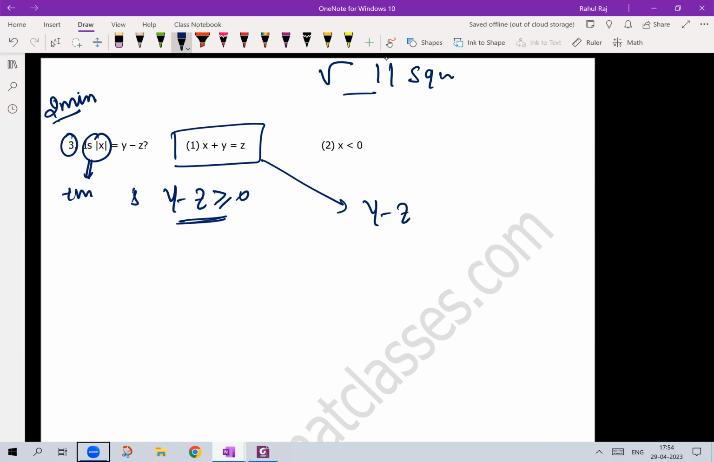Option number 1 says y minus z is equal to negative x. I don't know the value of this x. X is positive or negative, I'm not sure about it. If x is negative, y minus z is a positive value. If x is positive, y minus z is a negative value. So not sufficient. Am I clear?